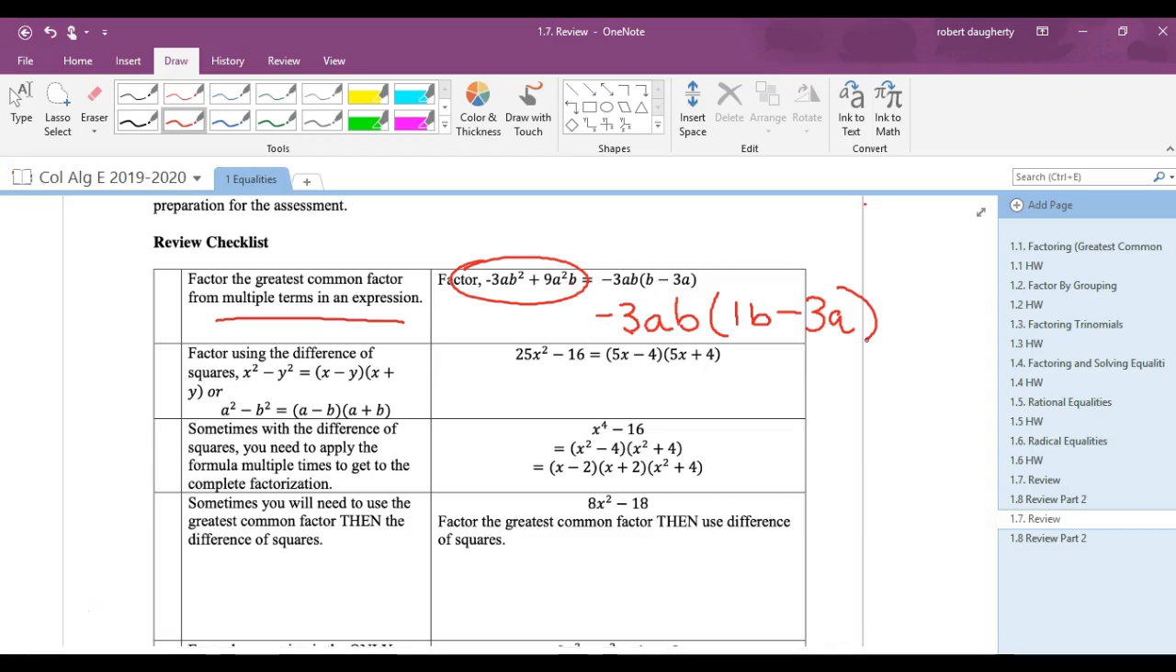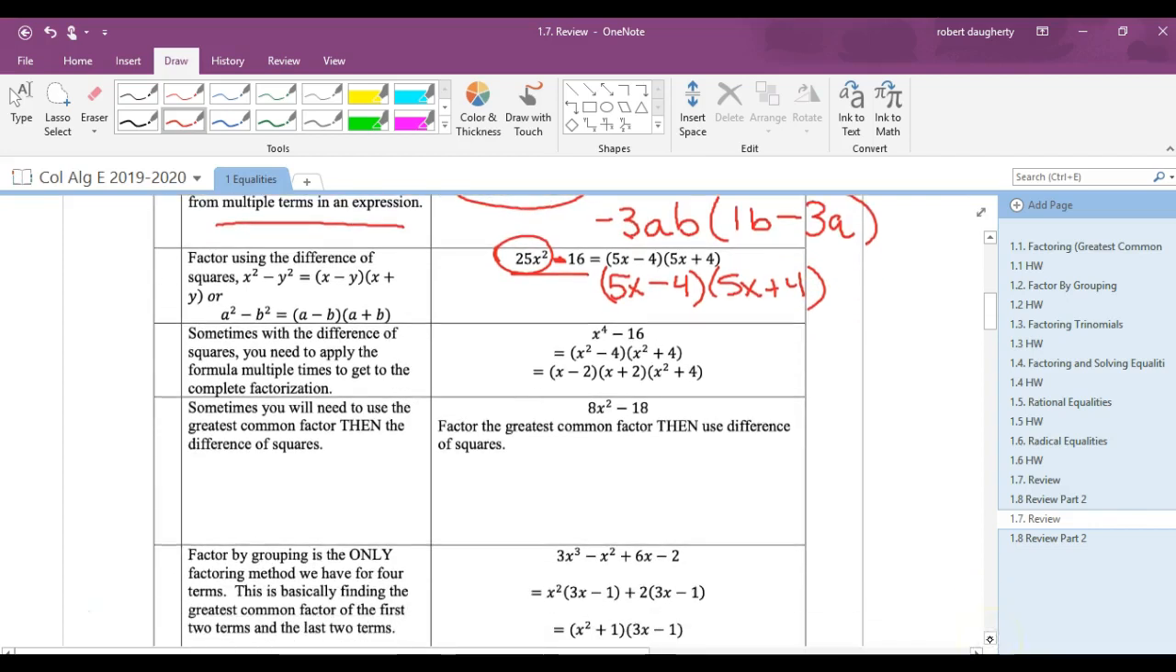Then we had a formula for the difference of squares. When you recognize two perfect squares with a minus sign in between them, take the square root of that first term, 5x, minus the square root of the next term, and then 5x plus 4, and you're done. Sometimes this difference of squares crops up repeatedly in a problem. Look at the next one.